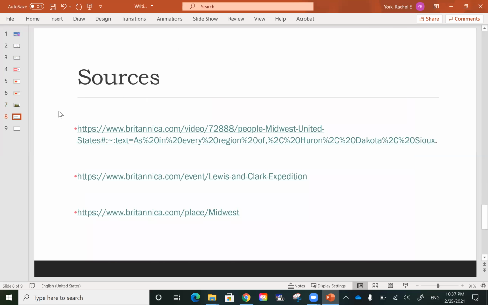Here are some sources that I found for you guys. It's all Britannica, so it's a valid source. These are good sources that you can use. I encourage you to use these instead of going and looking for any other different kind of source. This PowerPoint is going to be uploaded to Schoology, so you should be able to access the links themselves and just open it that way. Otherwise, you can copy and paste it and put it in your web browser, and you should still be able to access the sites.